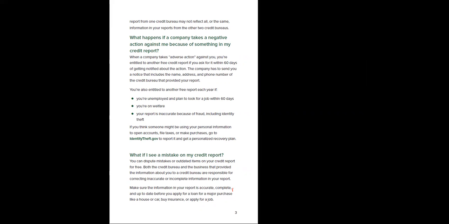And then you're entitled to another free report each year if you're unemployed and plan to look for a job within 60 days, you're on welfare, or your report is inaccurate because of fraud, including identity theft. And here's the information for identitytheft.gov. Lately I've had a lot of clients that freeze their credit reports, and when I go run their credit, it's clear as day. And I say, why is it clear? Oh, I froze it. So you want to tell the lender, hey, I froze my credit, I need to unfreeze it.